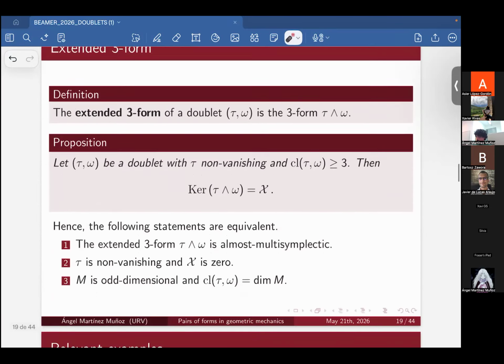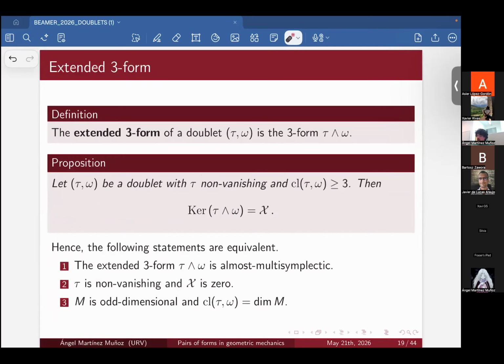So this extended characteristic distribution is also related to the next object, which is the so-called extended three form, which is just you take your doublet and you wedge the two forms. So you get a three form, tau wedge omega. And the nice thing is that when tau is non-vanishing and the class is bigger than 3, if you don't consider these conditions, then tau wedge omega is just 0, right? If tau is 0, then the three form is 0.